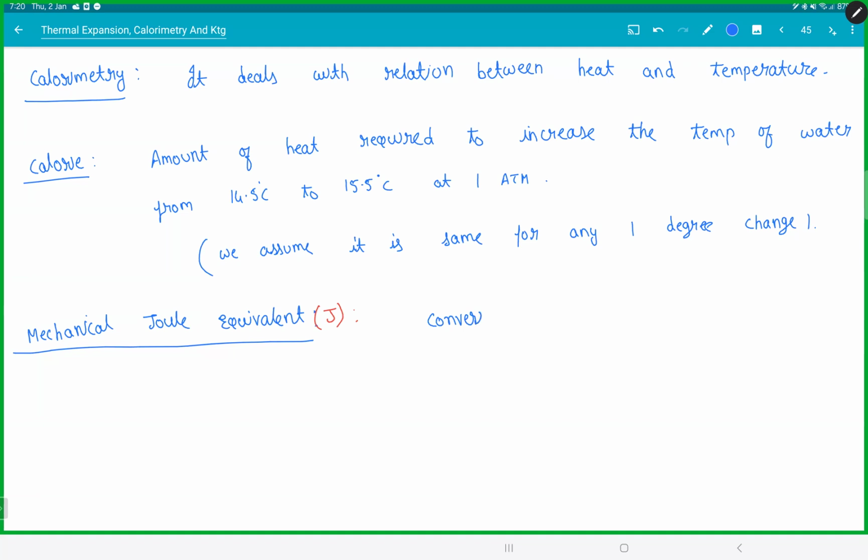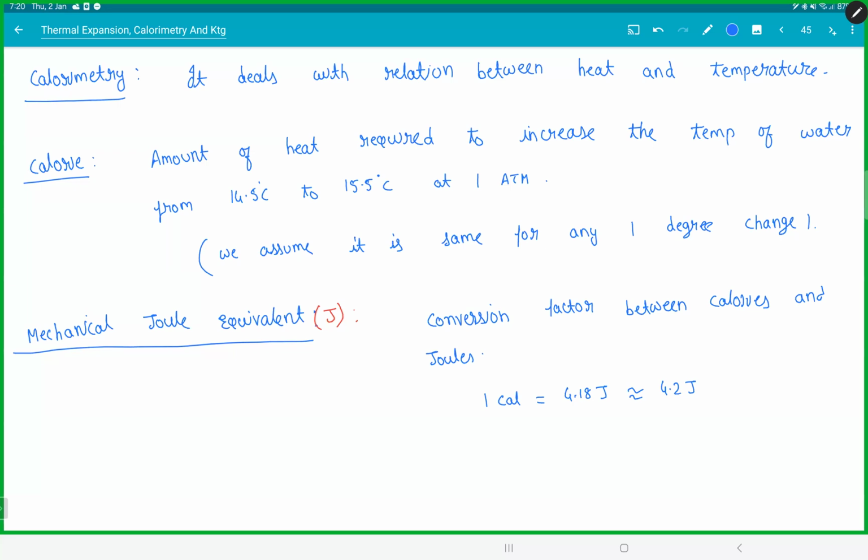That's it. There is no physical significance of this. It's a conversion factor between calories and joules. So 1 calorie is 4.18 joules. We'll round it off to 4.2 joules. So when you hear that word next time, mechanical joule equivalent, understand that it is simply a conversion factor. Clear with this?